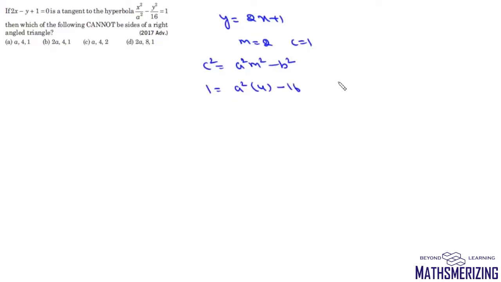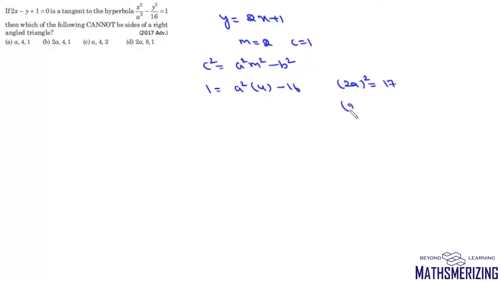Now here the question is, if this line is a tangent to this hyperbola, then which of the following cannot be sides of a right angle triangle? Now we can write this line as y equals 2x plus 1. Here the value of m is 2 and the value of c is 1. Now the condition of tangency is c square equals a square m square minus b square. Now c square is 1, a square is a square, the value of m is 2, and then b square is 16. So we'll get this condition as 2a square equals 17.